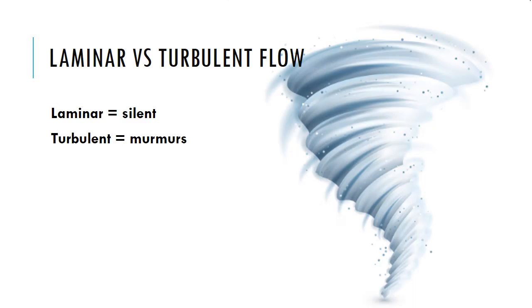In laminar flow, blood moves smoothly and silently. In turbulent flow, movement becomes chaotic. This produces murmurs or bruits.